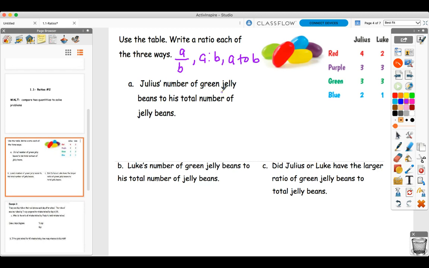Julius's number of green jelly beans to his total number of jelly beans. So now we need to know, if you're looking at this chart, you're seeing that you only have red, purple, green, blue, but you don't have a total. So let's find out what the total jelly beans he has. So 4 plus 3 is 7, plus 3 is 10, plus 2 is 12. So we now have the total number of all of his jelly beans.